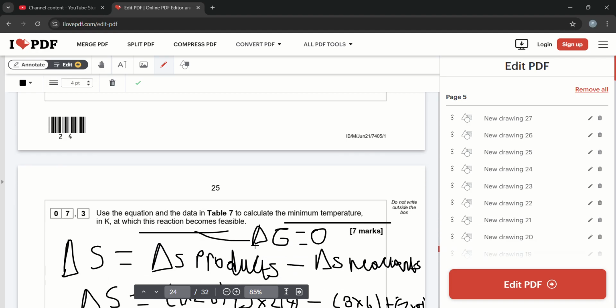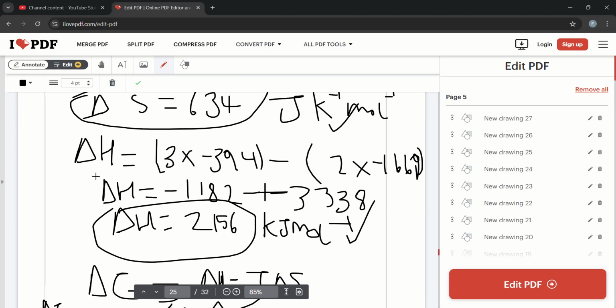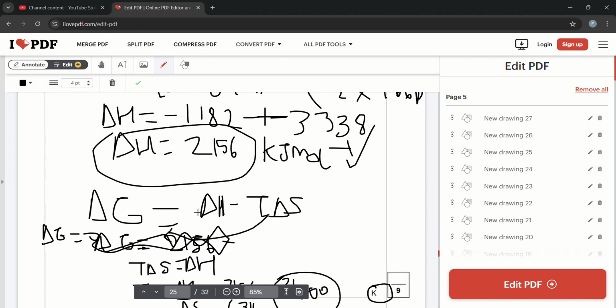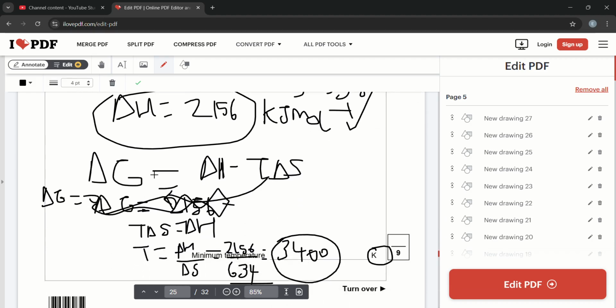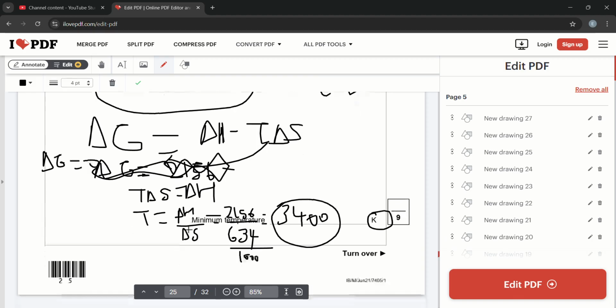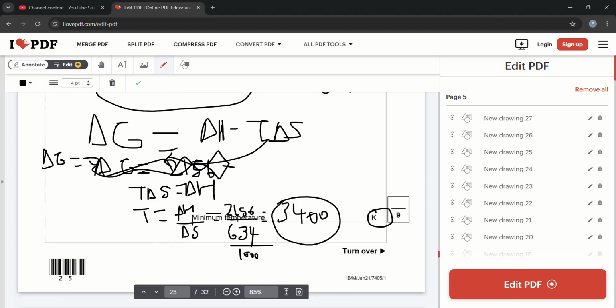So when a reaction becomes feasible at minimum temperature, the Gibbs free energy change is equal to 0. Then make it equal to 0 and rearrange the equation. Delta G is equal to delta H minus T delta S, therefore 0 is equal to delta H minus T delta S, therefore T delta S is equal to delta H, therefore T is equal to delta H divided by delta S.